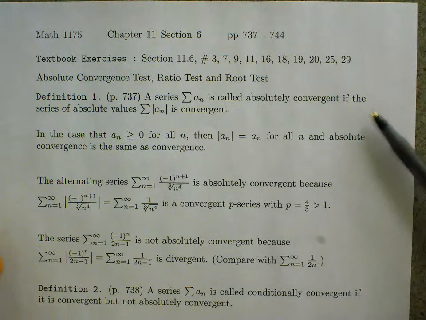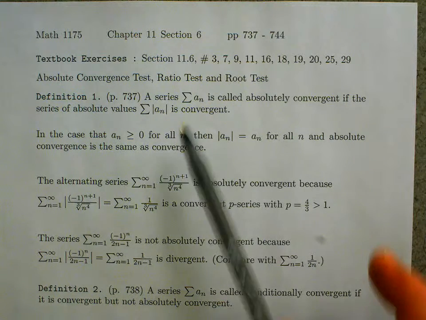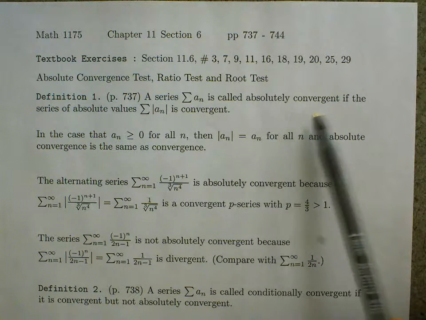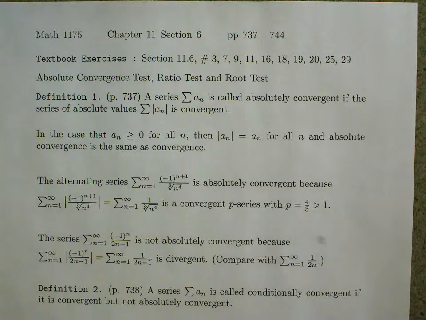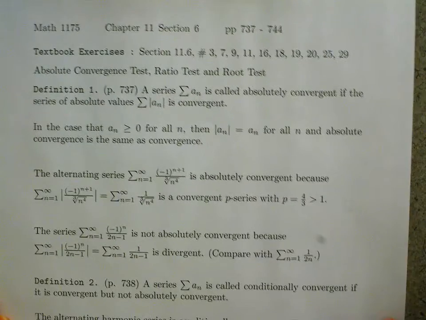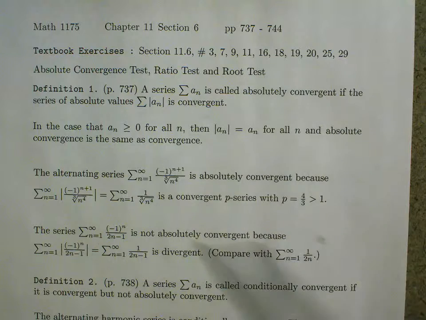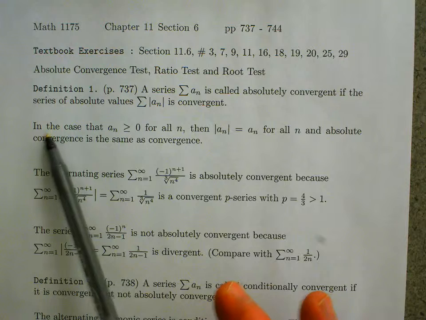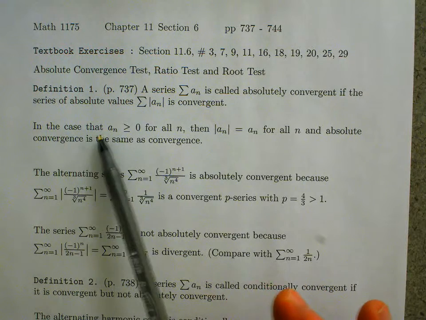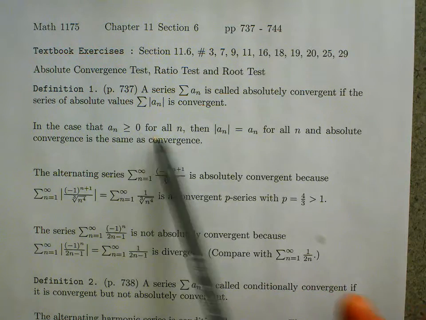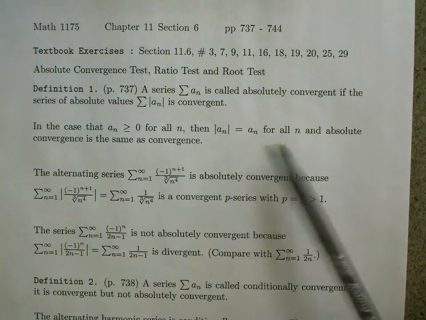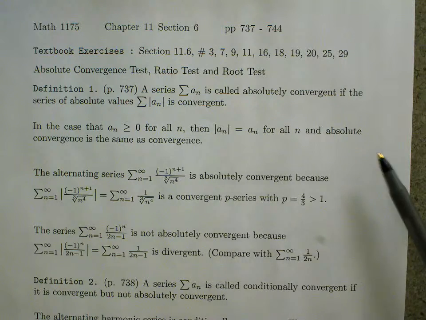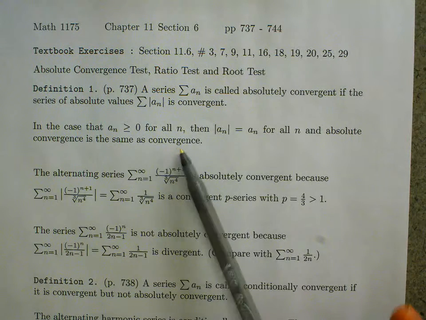So we start with a definition. An infinite series is called absolutely convergent if the series of the absolute values is convergent. So if a series has all positive terms, in the case that a sub n is greater than or equal to 0 for all n, then the absolute value of a sub n is equal to a sub n for all n. And so absolute convergence is the same as convergence in those cases.